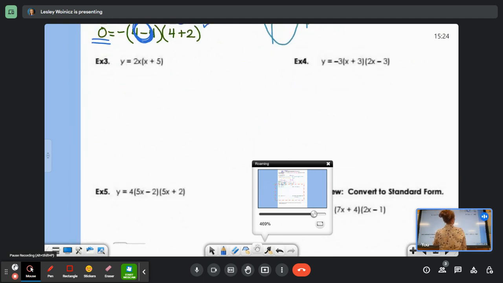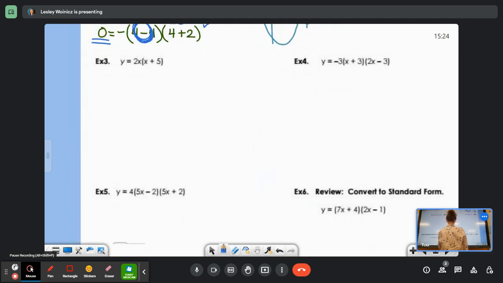All right, let's do example 3. So we make our y 0. Now we get to go fast. We've got 2 factors, 1 and 2. We set each of the factors to 0. 2x equals 0. X plus 5 equals 0. These are 2 separate equations that we solve.